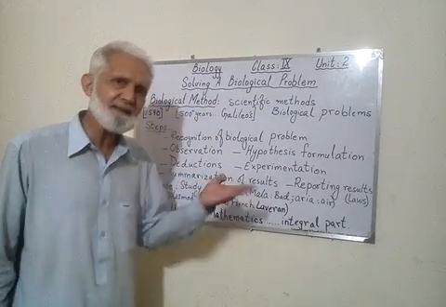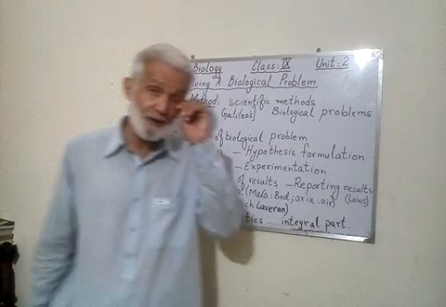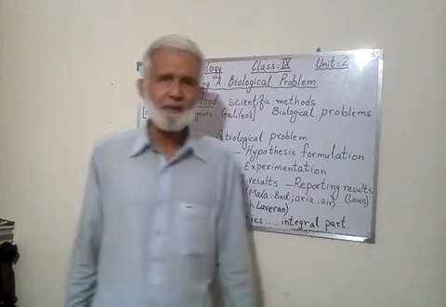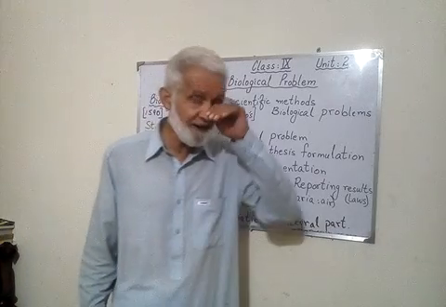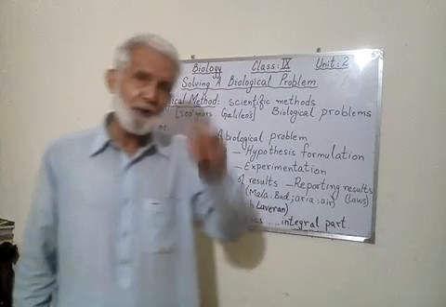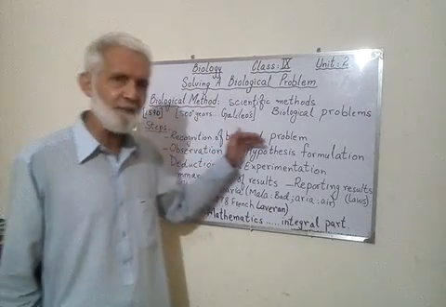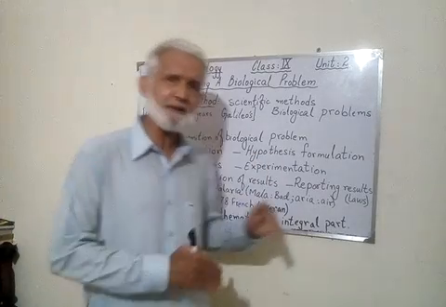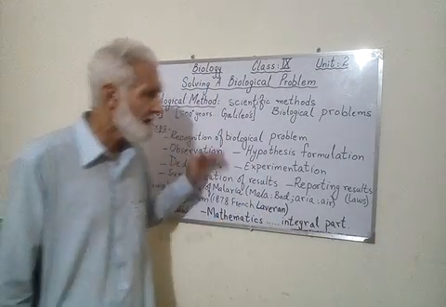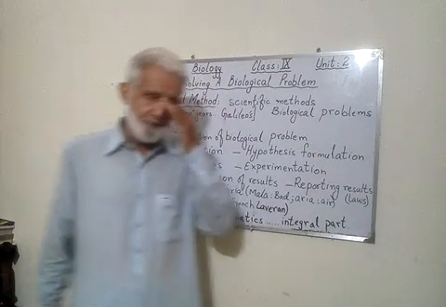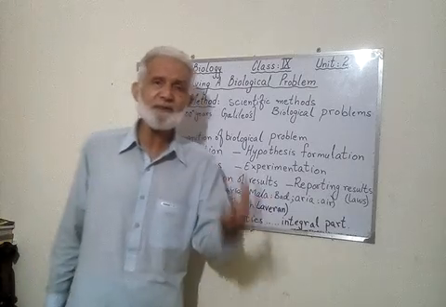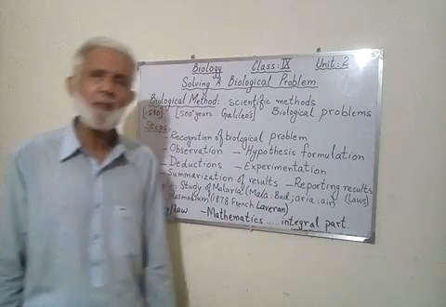Then we summarize the result of that experiment. What result have we got? Either it is a positive result or a negative one. If we get a negative result, then from the beginning we will again recognize the same problem. We will again do some observation, connect some more hypotheses, do some more deduction, and again go with experiment until the summarization of results becomes positive.